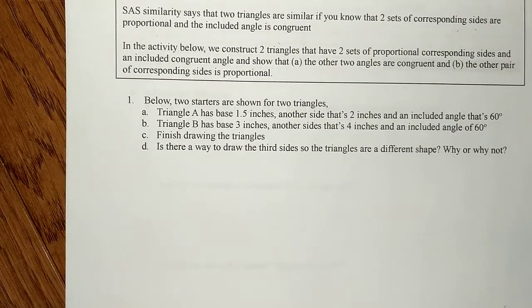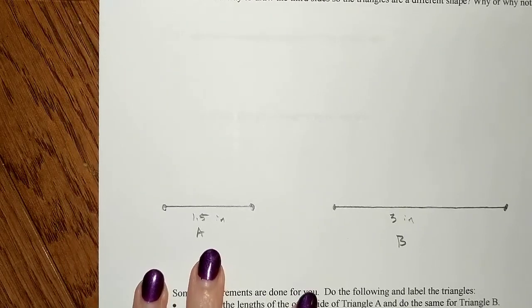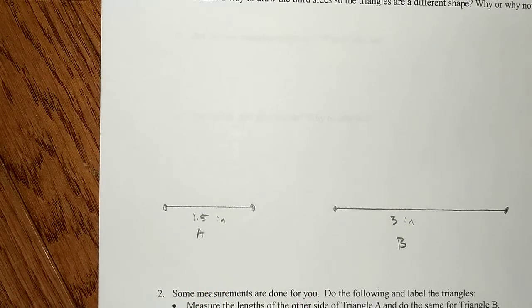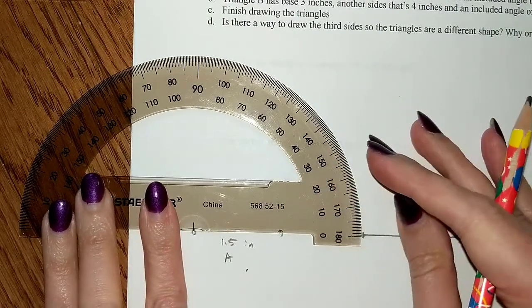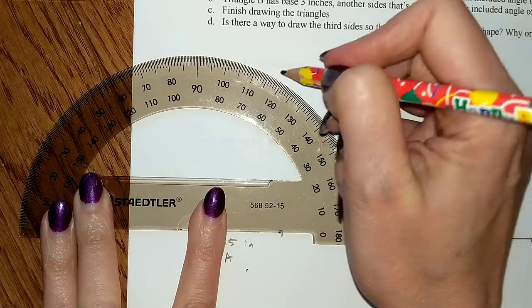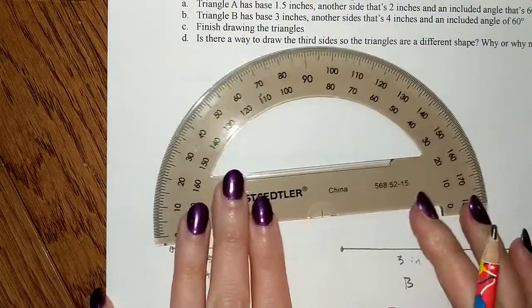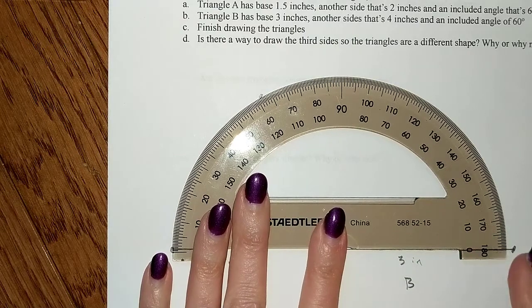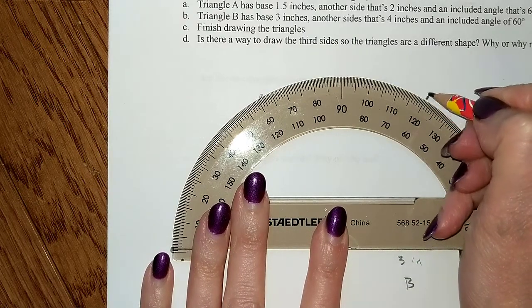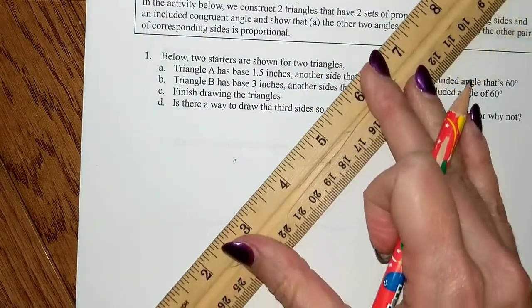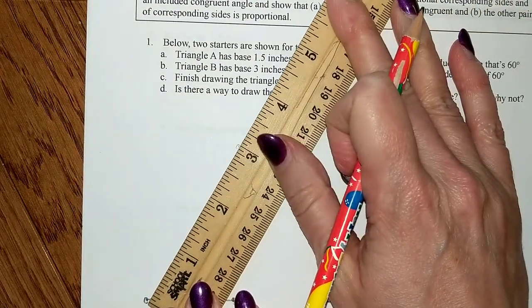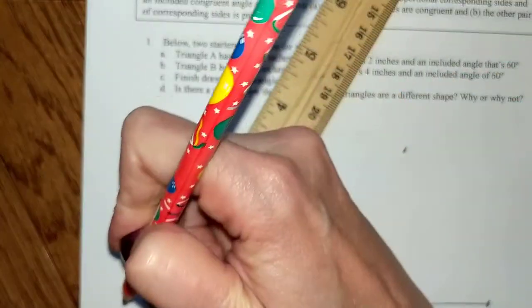So I have this triangle A, and I already drew this base of 1.5 inches. And it says I have another side that's 2 inches and an included angle that's 60 degrees. So I'm going to mark this, this is where I got this 60 degrees from. So I'm going to mark this 60 degrees carefully. There. And I'm going to mark this 60 degrees here. Okay. And then I'm going to say for this triangle A, this should be 2 inches. There we go.